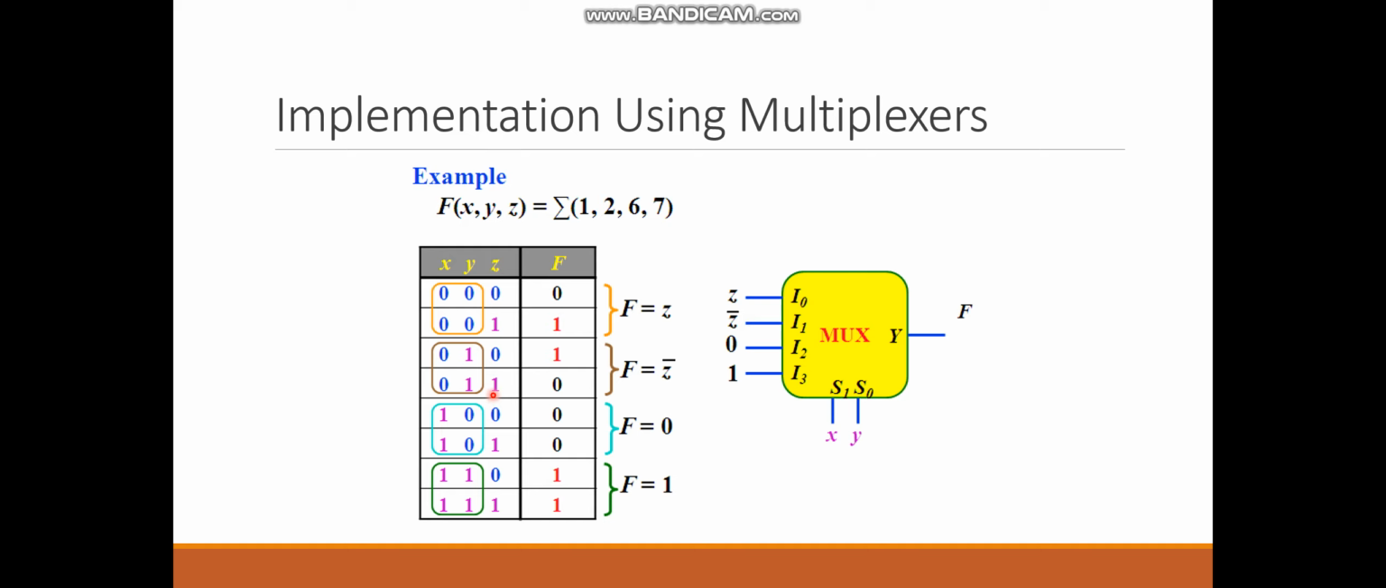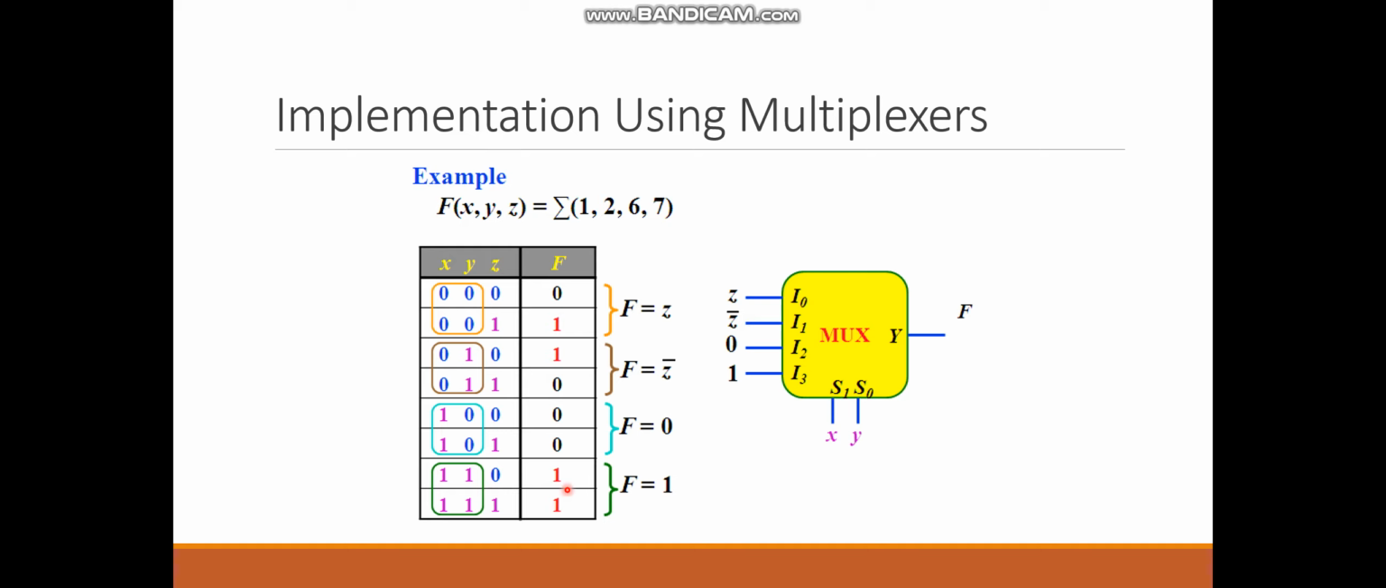If the Z is 1, the F is 0. That means the F is the complement of the input Z. But whenever X is 1 and Y is 0, in these two cases which are the same, when Z is 0, the F is 0, and when Z is 1, the F is 0. That means the F doesn't depend on the Z. It's always 0. And in this case, the F doesn't depend on the Z.